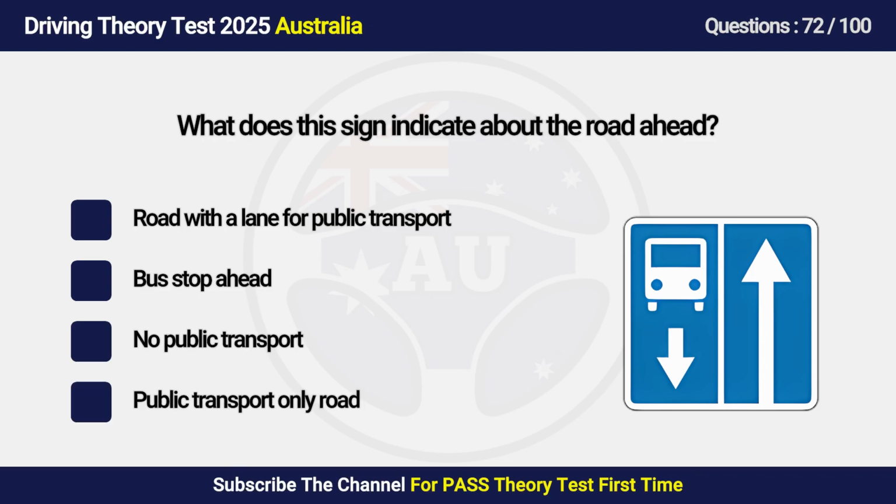A. Road with a lane for public transport. B. Bus stop ahead. C. No public transport. D. Public transport only road.